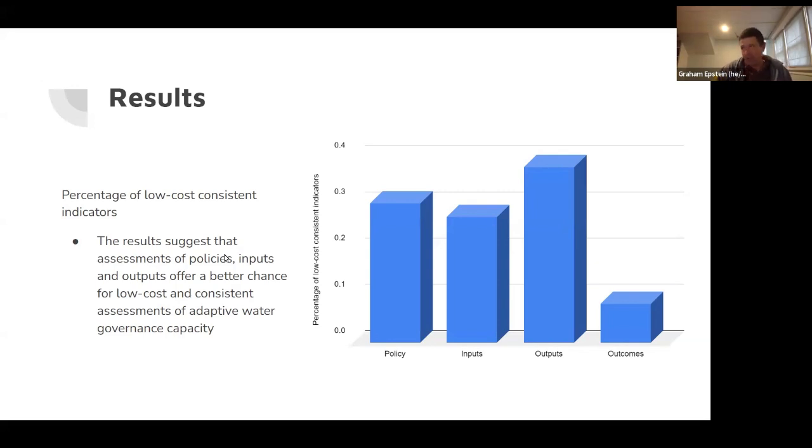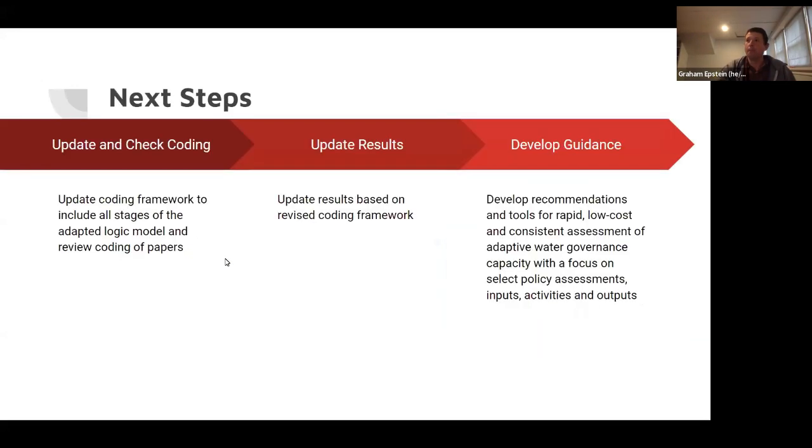Do we have a river basin organization? What about inputs, such as how many resources we allocated for certain governance functions, as well as outputs, such as how many meetings we held and how many people attended these meetings? It was much easier to develop a low-cost, consistent indicator for these.